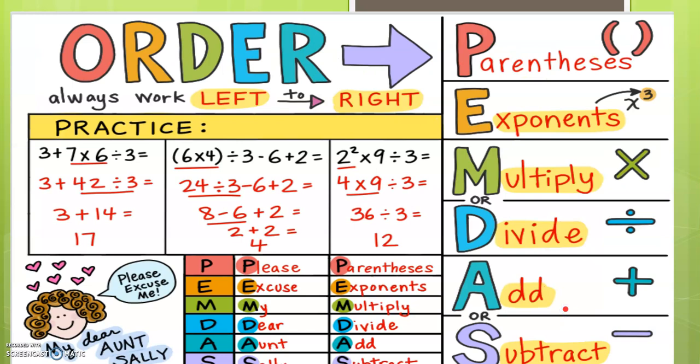We learned yesterday that there is a certain order to solve equations with more than one expression. An expression is a series of numbers and symbols such as addition, subtraction, multiplication, and division without an equal sign. So remember, we always work from left to right. And there's Please Excuse My Dear Aunt Sally, where you work with your parentheses, then your exponents, multiply or divide, and then add and subtract.